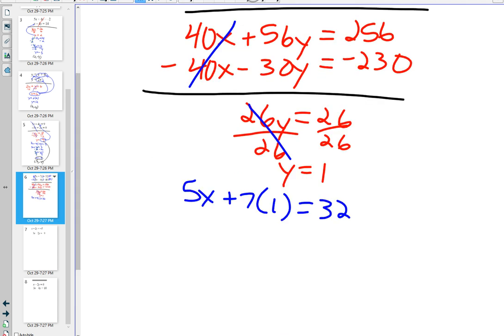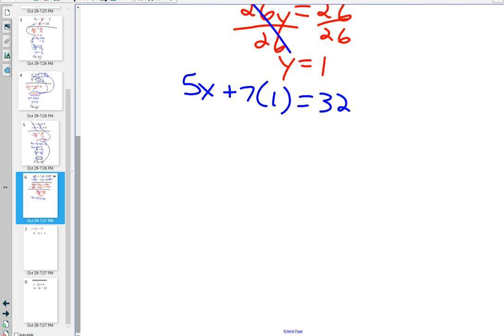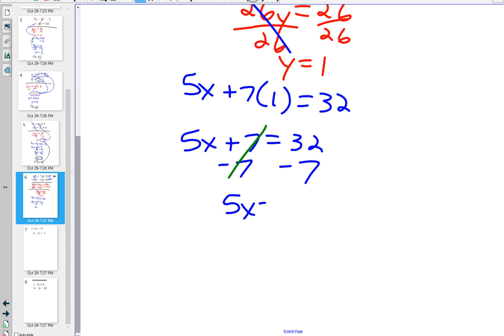So 5x plus 7 is equal to 32, minus 7 minus 7. 5x is equal to 25, divided by 5. x is equal to 5. Georgiana, how would I write this as an ordered pair? Good. Take that ordered pair.